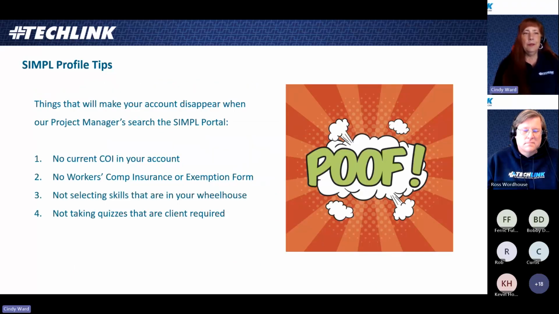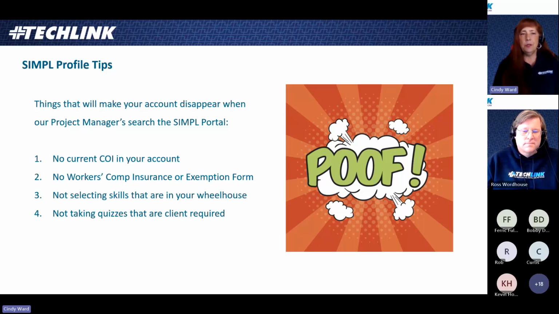Simple profile tips. Things that make your account disappear. Poof! This is another issue. All of a sudden I get a call from a tech because he hasn't been getting work orders. Why is that? Your COI in your account expires. That means you go black. PM can't find you. Your work comp insurance, the date on it expires. A PM can't find you.